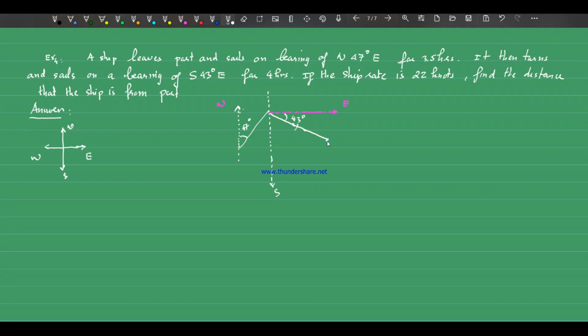So the ship is right here, the port right here. We'll call it P. They ask you to find this distance, right from here to here. I'm going to call this A, and I'm going to call it B. So how do we do that?